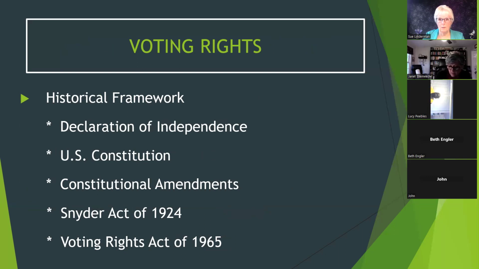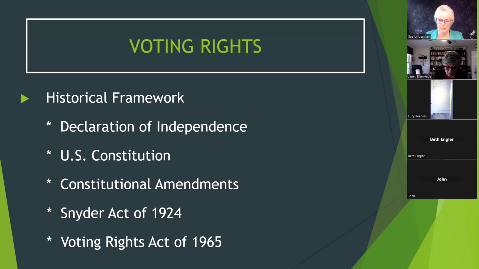An interesting and little known piece of legislation that has to do with voting is the Snyder Act of 1924. That was the year that Congress passed a law that granted citizenship to Native Americans and gave them the right to vote, similar to the 14th Amendment dealing with African Americans following the Civil War.